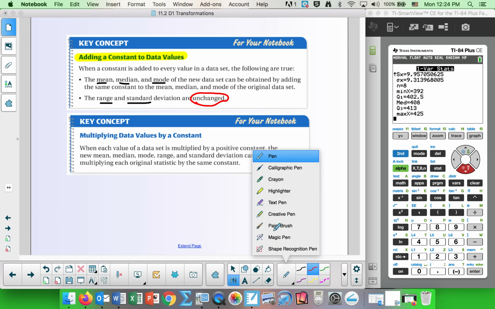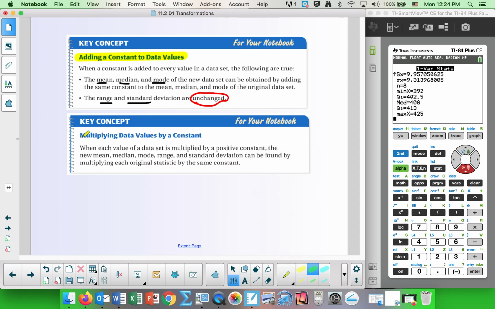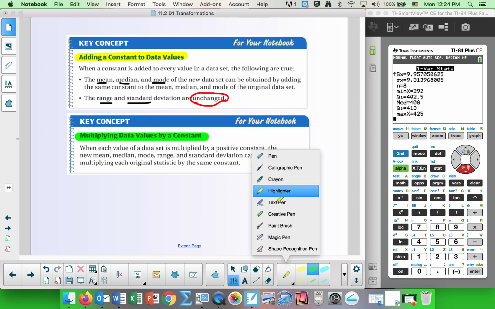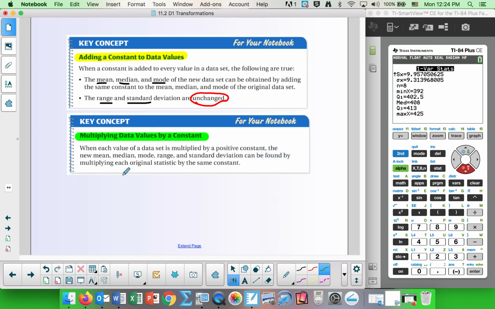Okay. Well, let's just go to the other key concept here. Notice when I multiply data values by a constant, when I do that, I end up with a new mean, median, mode, range, and standard deviation. So everything changes when you multiply a data value by a constant, and we multiply it by whatever that constant is. All right, so here's an example.